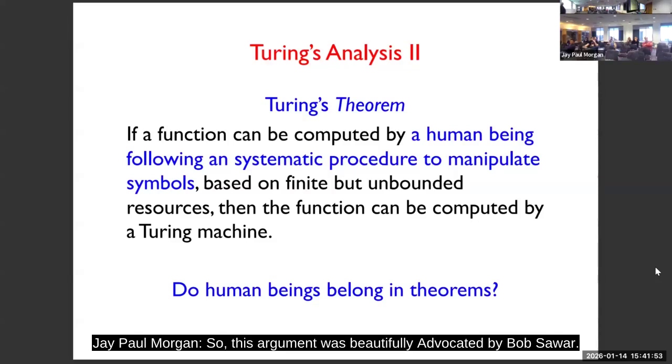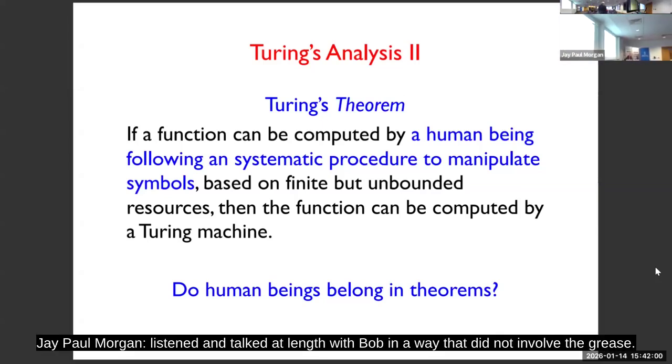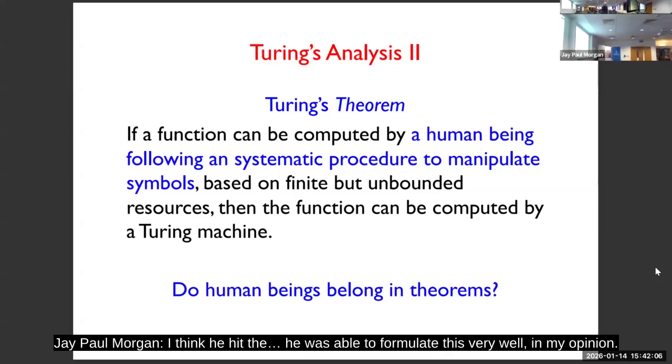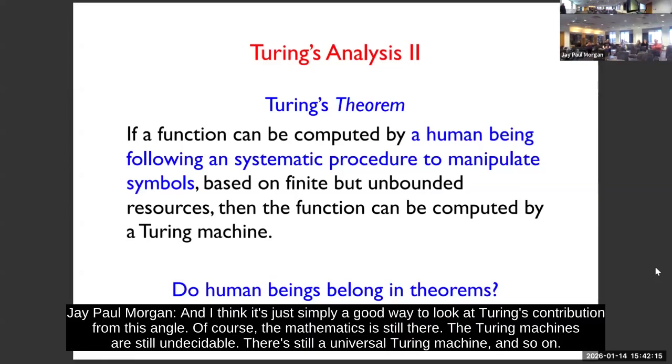So this argument was beautifully advocated by Bob Soare. And fair play, it was very nice to be able to listen and talk at length with Bob in a way that did not involve filtering human degrees. Fair play. And I think he was able to formulate this very well, in my opinion. And I think it's simply a good way to look at Turing's contribution from this angle.